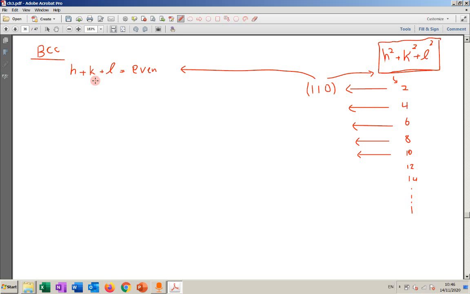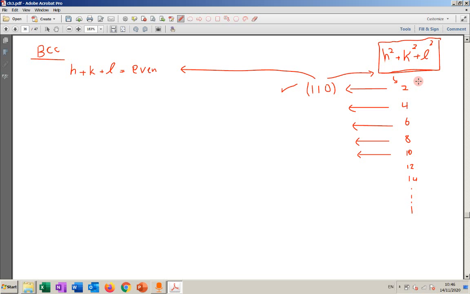Does it apply? Let's check the first rule. H plus K plus L will be even. 1 plus 1 plus 0 is 2. 2 is an even number. That's perfect. So the first rule is okay. For the second rule, is the square of those 3 equal to 2? 1 square plus 1 square plus 0 square will be 2. So this is the first plane that will be scattered at a low angle in the XRD.